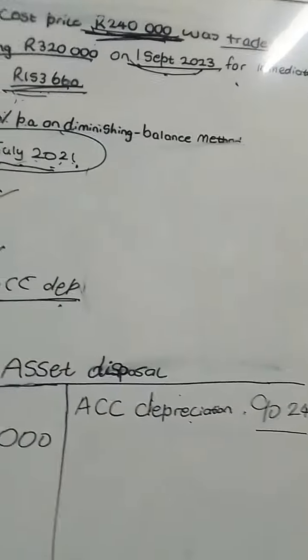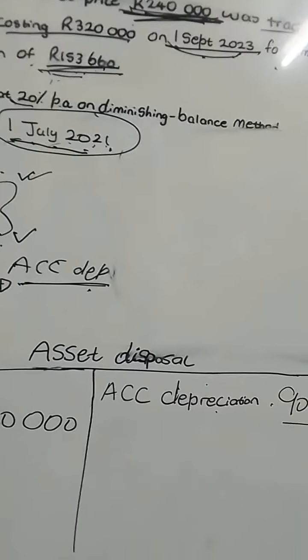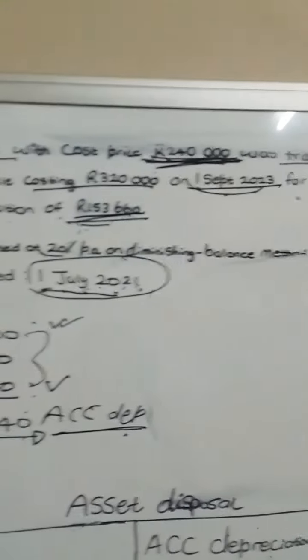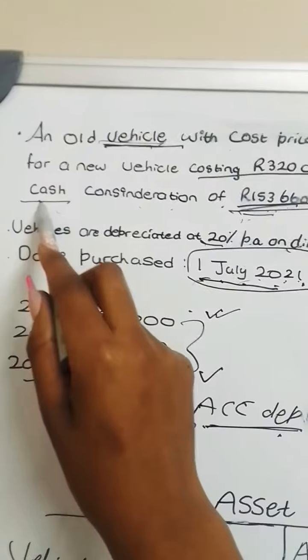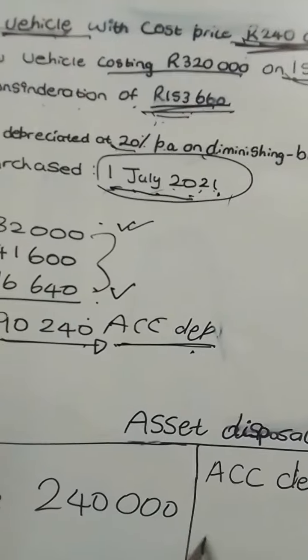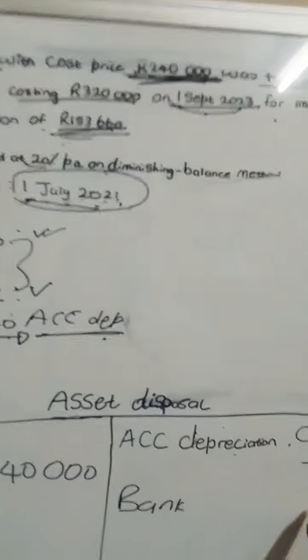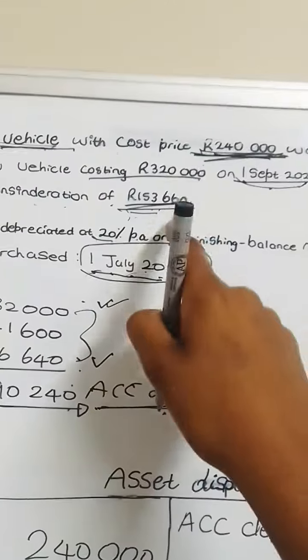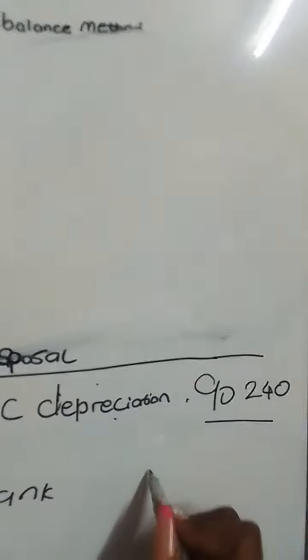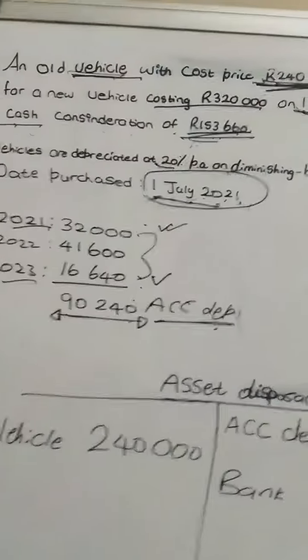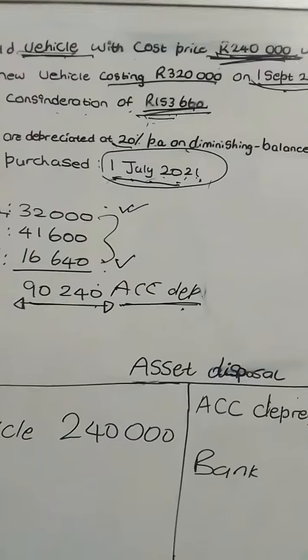right? And then also on the credit side you have to write how you disposed of this asset. So you can just pause the video to read the statement, but then it was for cash, right? So obviously when you see cash you just think of bank, right? And then the proceeds that we received, it was what? 153,660. Then you also write 153,660, right?